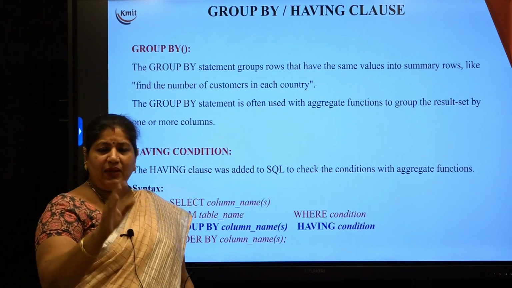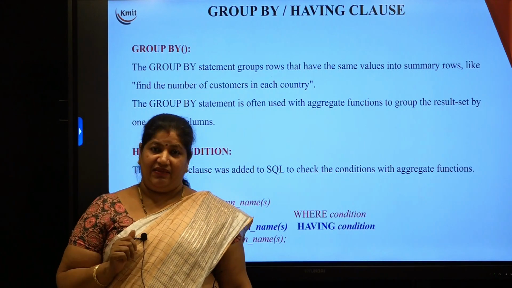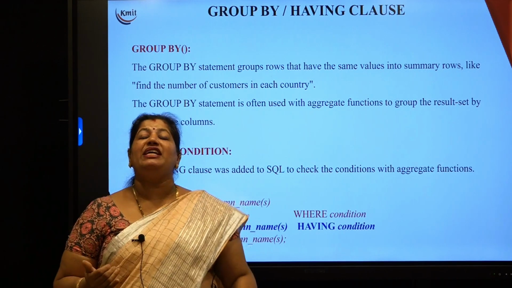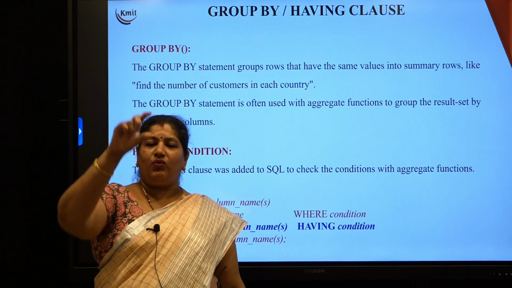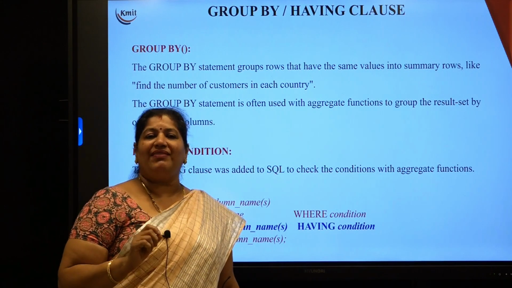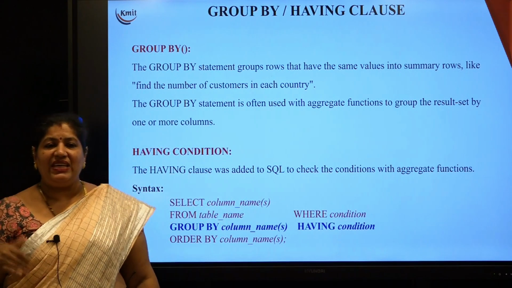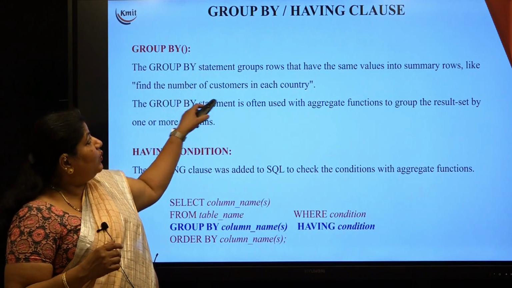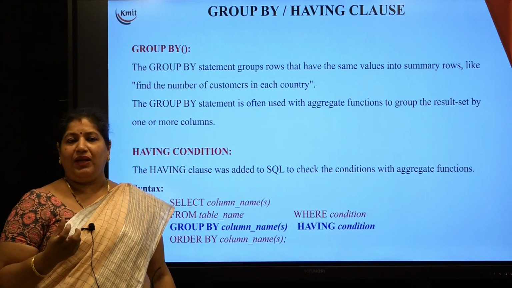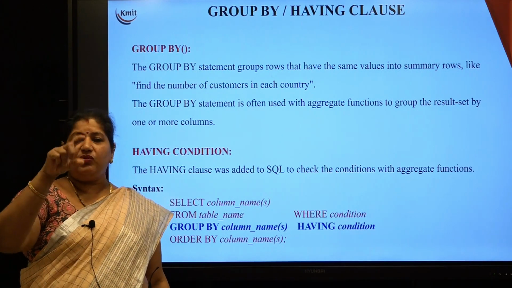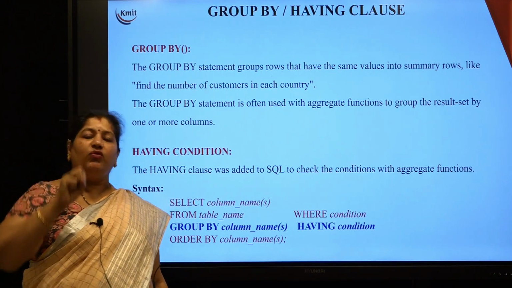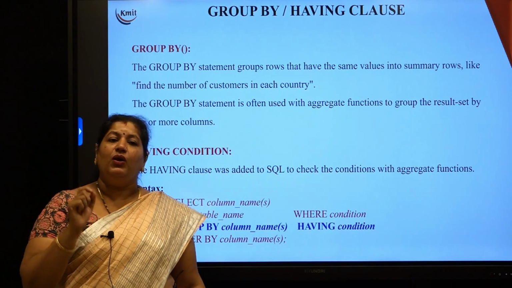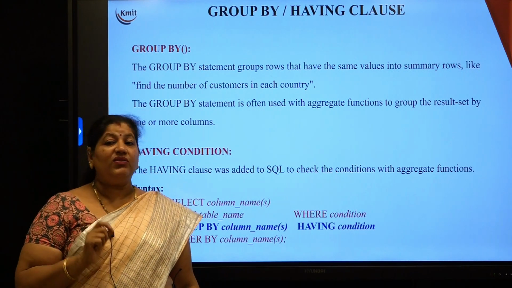For example, I told you just now about finding the sum of salaries. Now, this sum of salaries I want to calculate separately for each department. Say, for the department of IT, what is the total salary paid, or for the department of CSC, the total salary paid. In such a situation, I can group by a specific column, and all the rows with a similar value in that column will be treated as one group, and the aggregation function will be applied on that. So, that is group by.